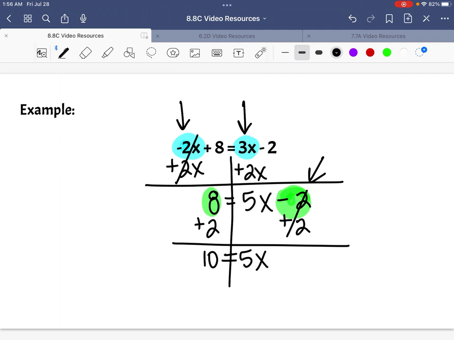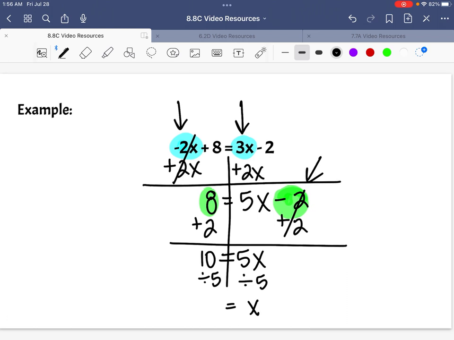I know that 10 is equal to 5 groups of x, or 5 times x. And so the inverse operation of that would be to divide into 5 different groups so I can find out what just one x is equal to. So when I have 10 divided by 5, I get 2. And when I have 5x divided into 5 groups, I get just 1x. So my x is equal to a positive 2.